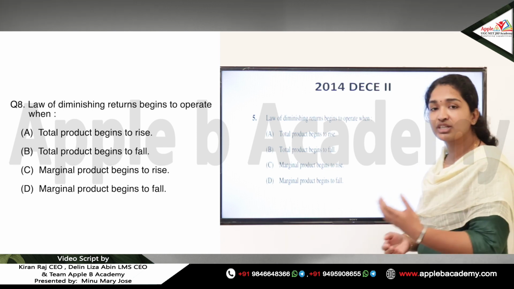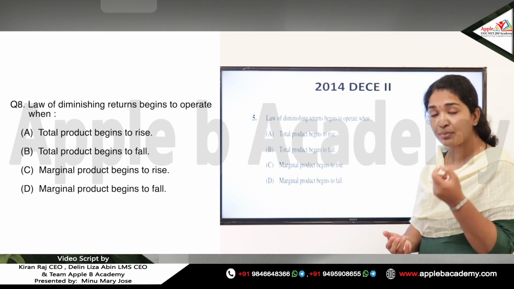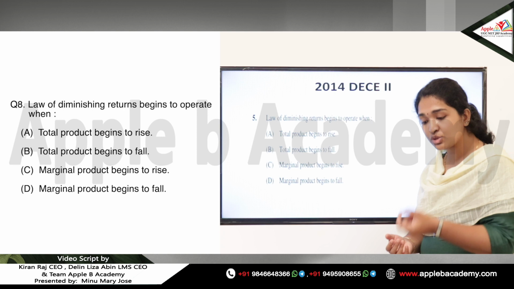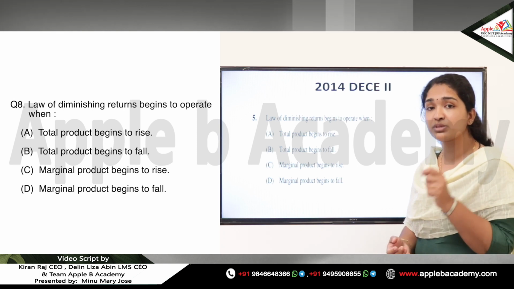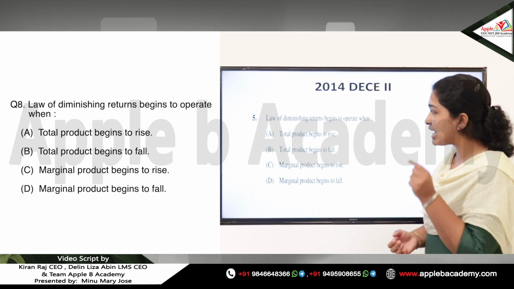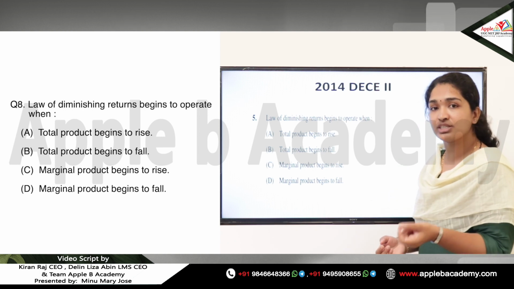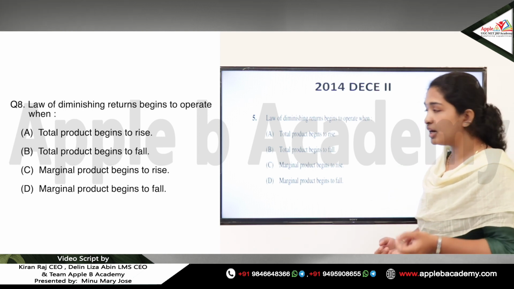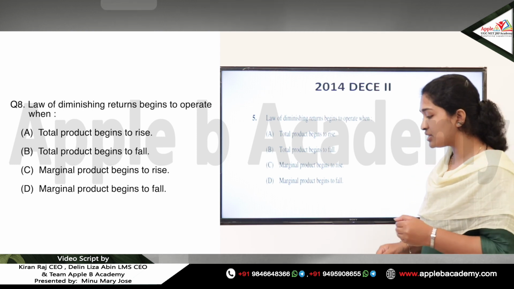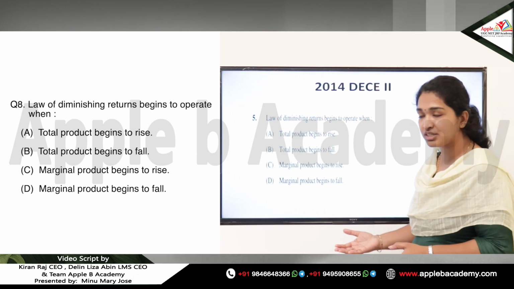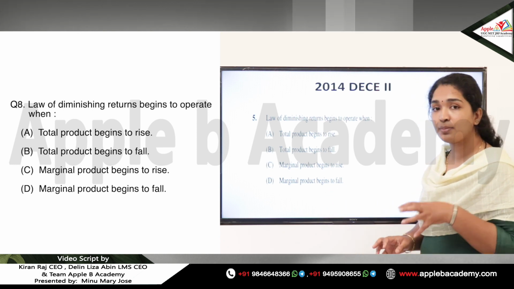The law of diminishing returns states that when marginal product becomes negative, the total product curve also starts to diminish, that is, it slopes downwards. So the basic essence of this question is what leads to the changes in total product. The answer for this question is option D, marginal product begins to fall. This is also a direct question, so directly based on the concept we can answer it.